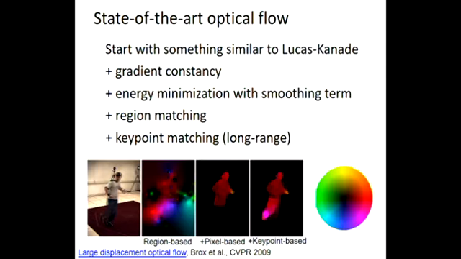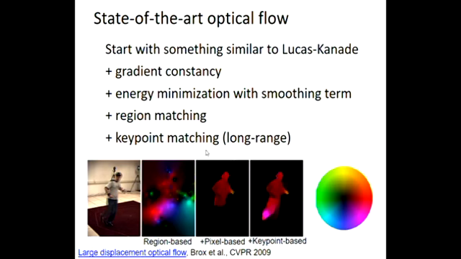And so all of these things are incorporated into this large displacement optical flow algorithm of Brox et al. Obviously, it's going to be a bit more complicated, but basically you start with something like Lucas-Kanade. Then you do gradient constancy instead of intensity constancy. You do an energy minimization with the smoothing term to try to get more coherence in your motion estimates. You do region matching and key point matching to better match near the boundaries of regions and for long-range matches.